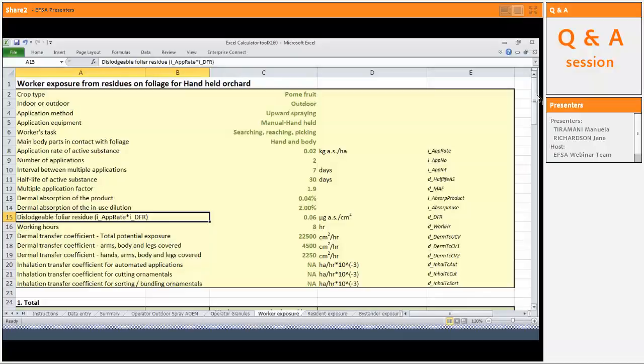Well, I think I can give a general answer to this. And this is really a principle for this activity, the whole activity we are running around the non-dietary exposure to pesticides.